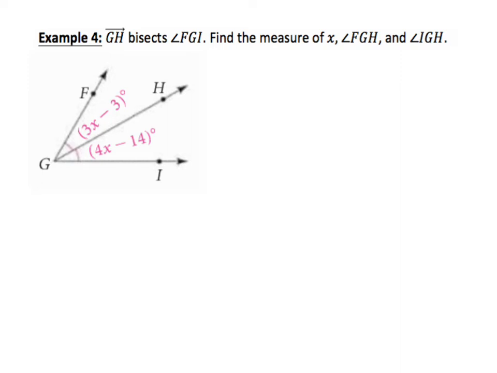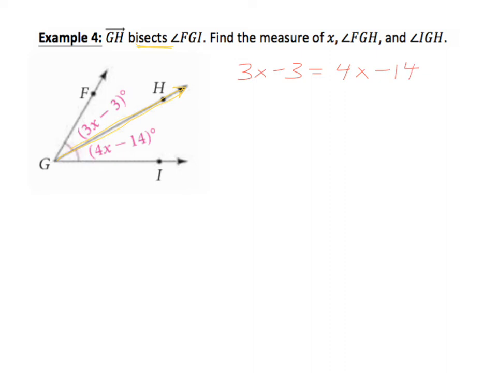For our final example, we are told that ray GH bisects angle FGI. Remember that when a ray bisects an angle, that means it divides the angle into two congruent angles. So you can see that's also marked here in the diagram. Angle FGH has one arc by it, as does angle HGI. So because the two angles are congruent, we can start by setting those two expressions equal to one another. 3x minus 3 is equal to 4x minus 14.